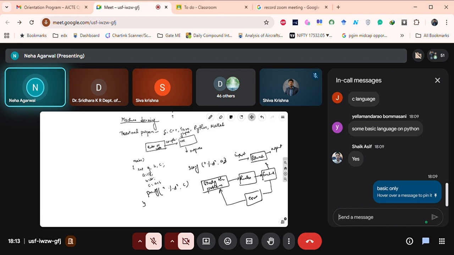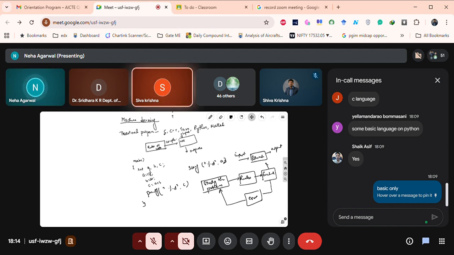If I'm talking about a traditional program, then it does not have any learning capacity. The hard-coded rules you have written, based on that it just behaves. Okay, it will not have any prediction power. Yes, madam. Are you getting this?